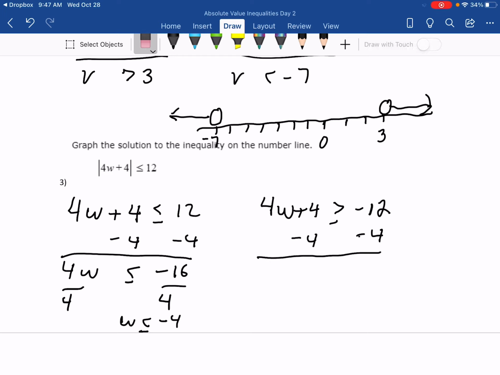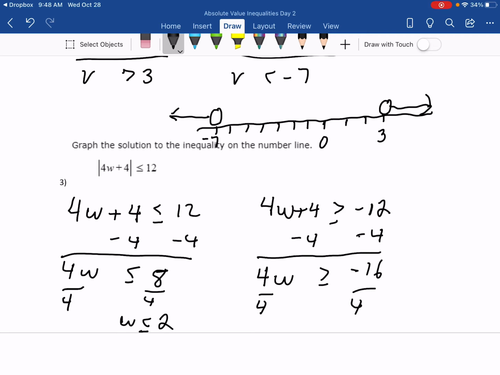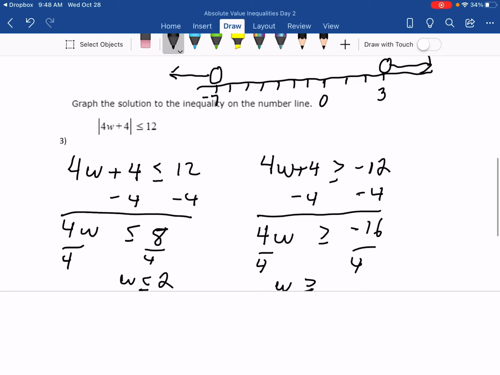I'm sorry, I messed up. 12 minus 4 is 8, not negative 16. Divided by 4, w less than or equal to 2. Sorry, I was looking at the other inequality. Okay, let's fix this. 4w greater than or equal to negative 16, so w greater than or equal to negative 4.